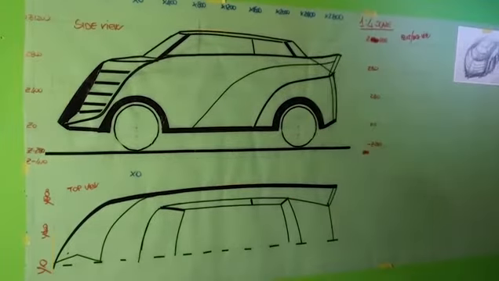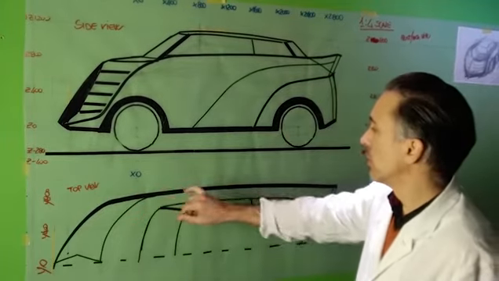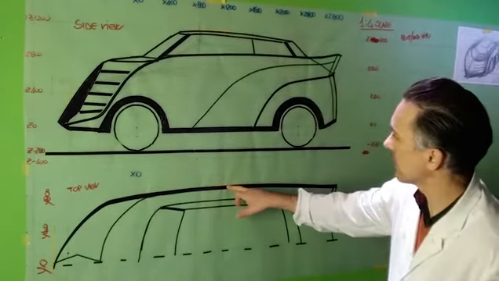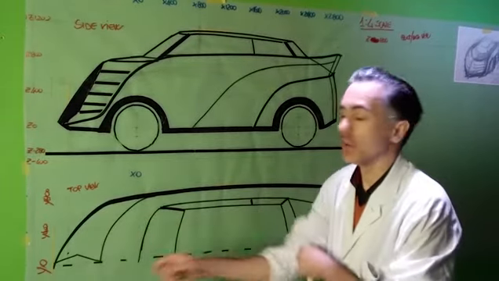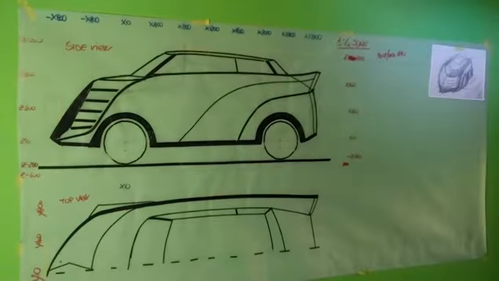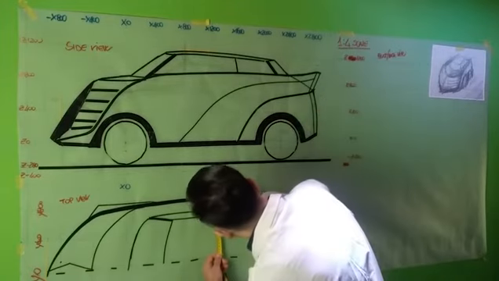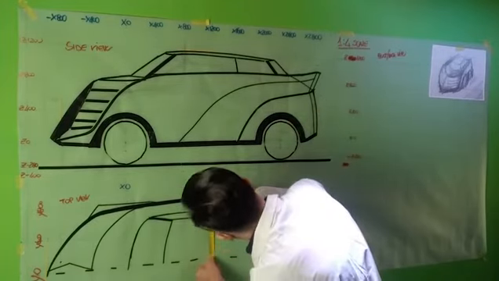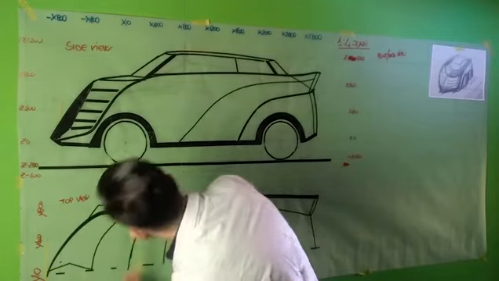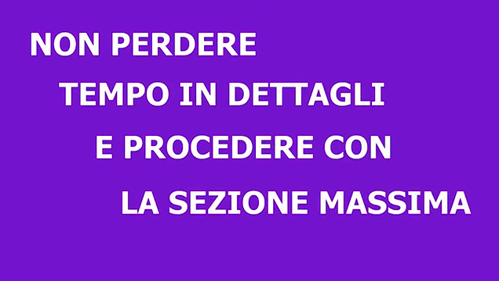Fundamental, as I did in the side view, also in the top view, are the arch wheels, so the roadway that I already marked in my imaginary yellow containment rectangle. So mark the arch wheels because they are a fixed point. Okay, at this point, even in the top view, I have enough information.